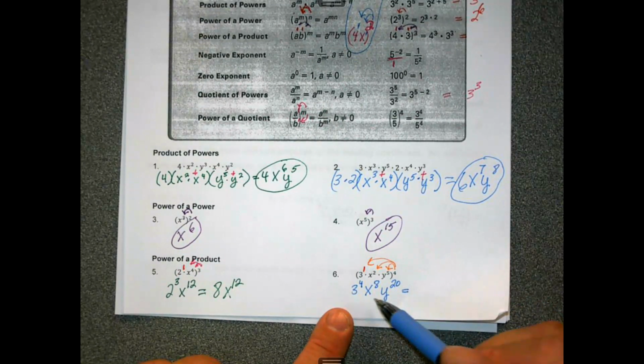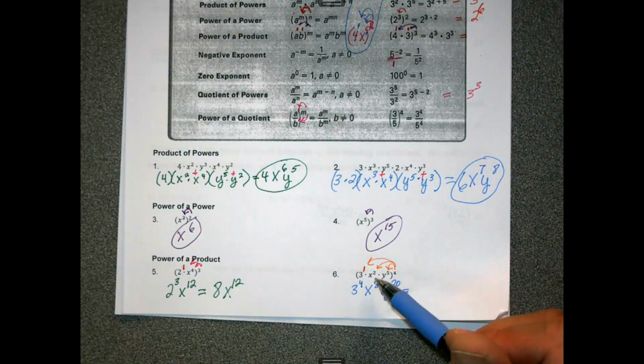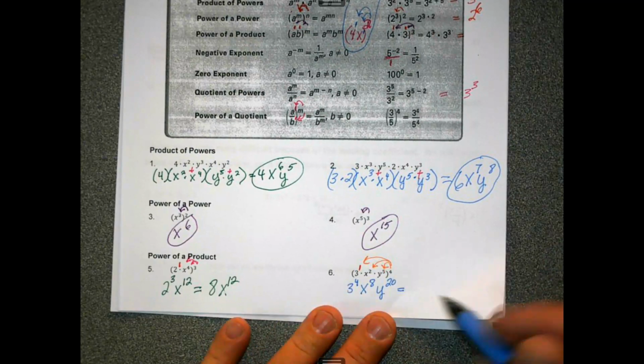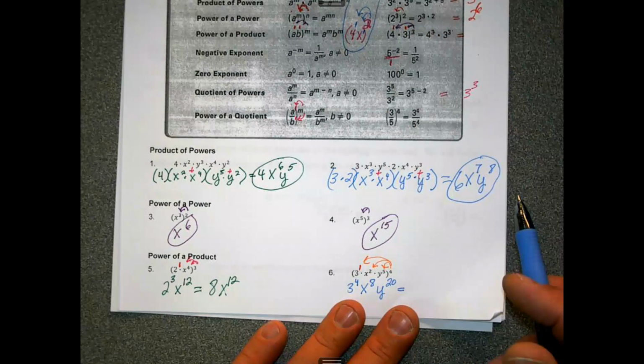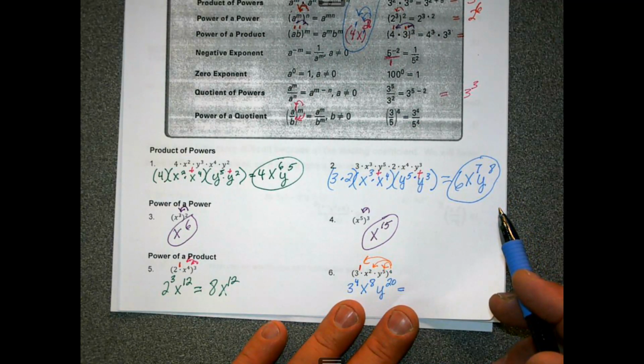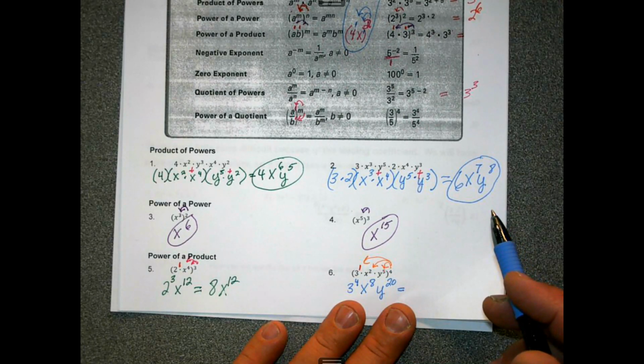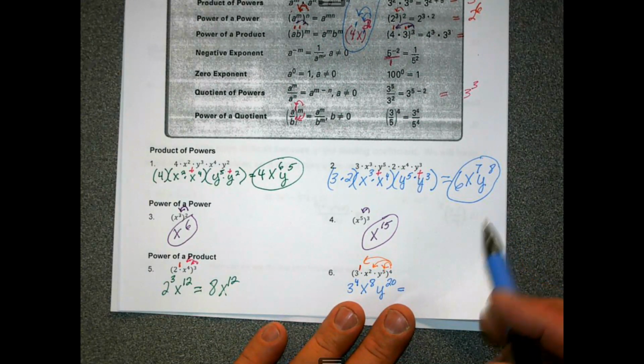And it really doesn't matter on these problems to multiply that number out, but when we get into simplifying fractions, you're going to have to multiply it out. 3 times 3 is 9, times 3 is 27, times 3 is 81.